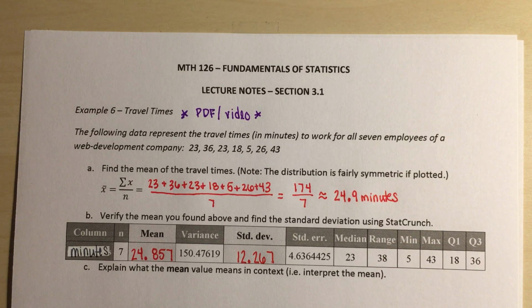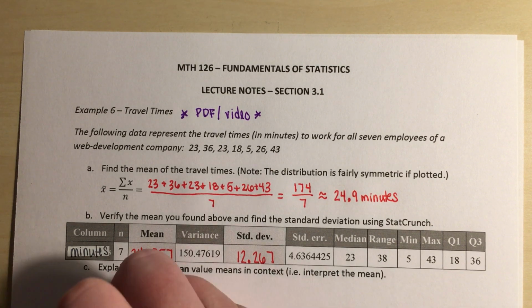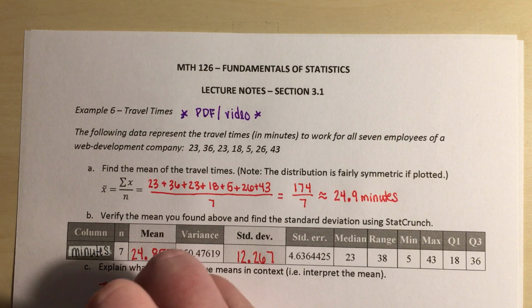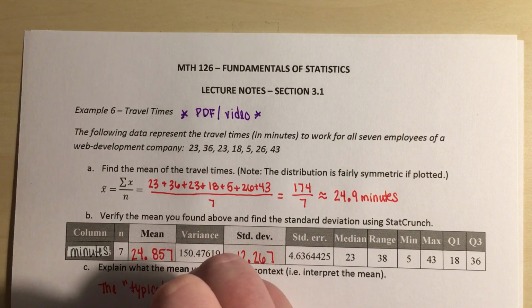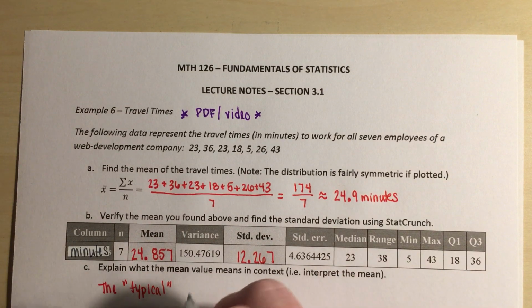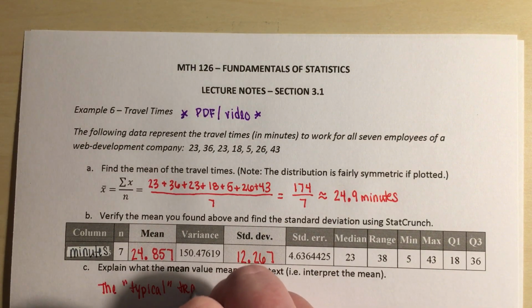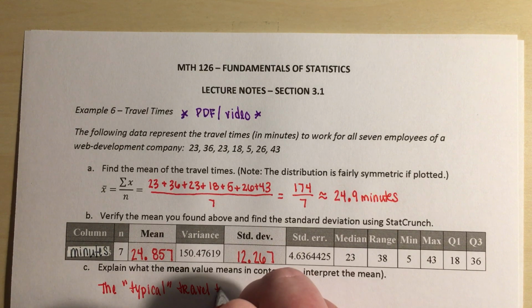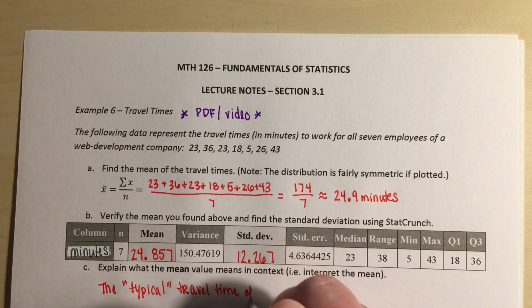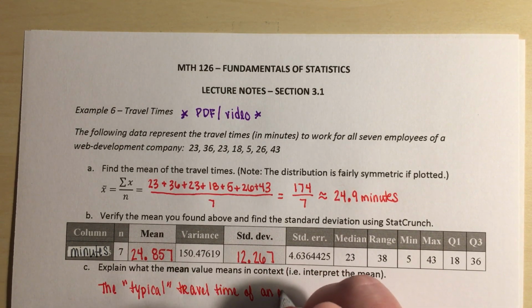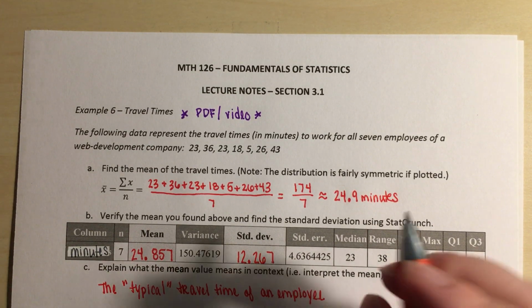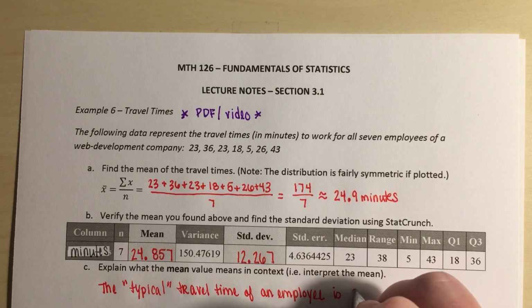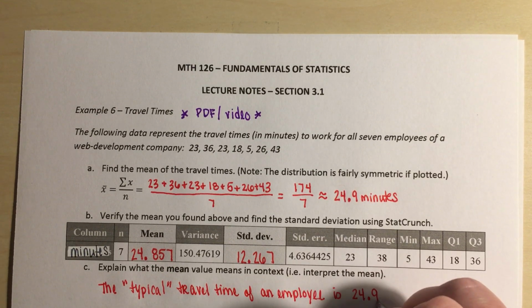All right, now we're asked what our mean and our standard deviation mean in context. Again, the mean is our typical value. So the typical travel time of an employee at this company is 24.9 minutes.